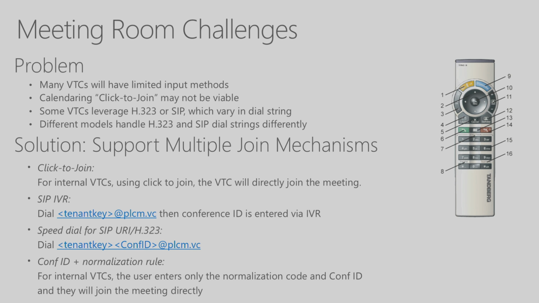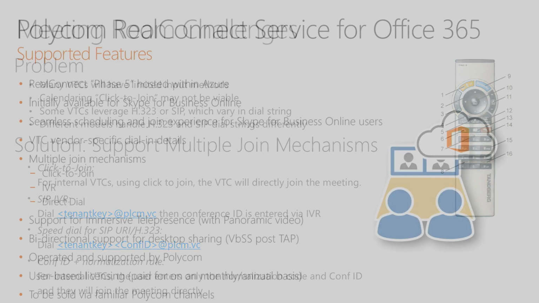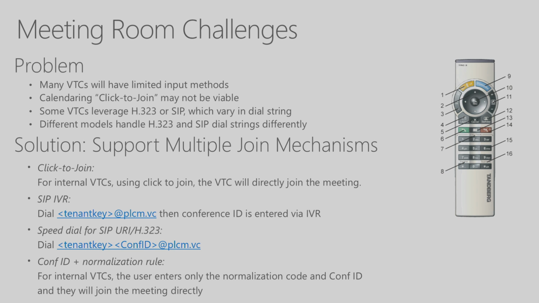The final option is if you have some sort of on-prem dial plan that your VTCs are registered to. Say, for example, your VTCs are registered to VCS and that has some sort of dial plan deployed on it. You could, for example, configure it so that only the conference ID needs to be dialed and the tenant key is automatically populated for you, because the tenant key is obviously global to your organization. So there are some other things you can do there to make things more simple. And we'll look to document those when we release the service.